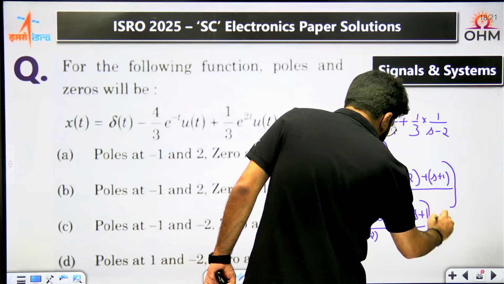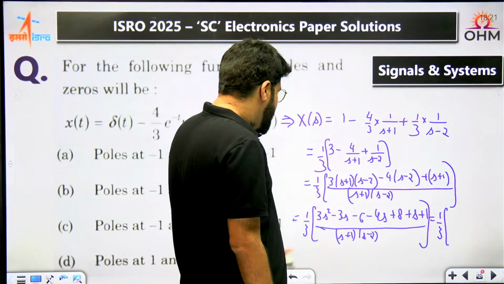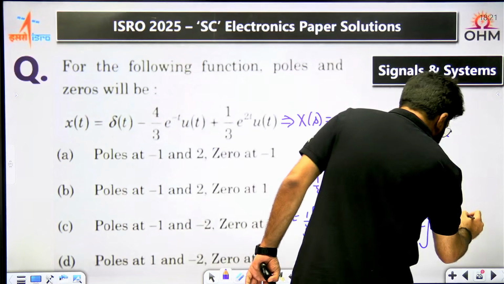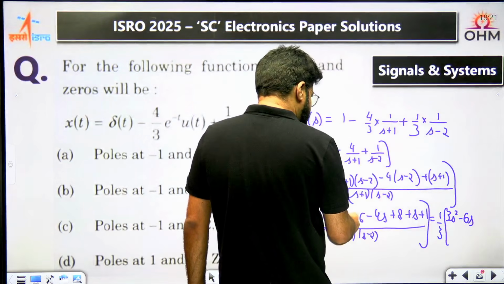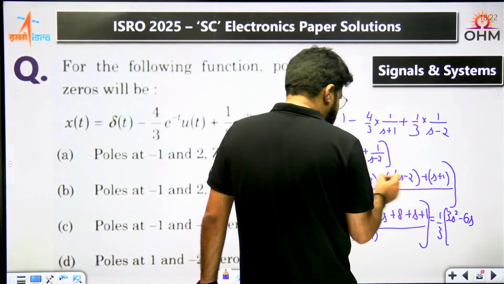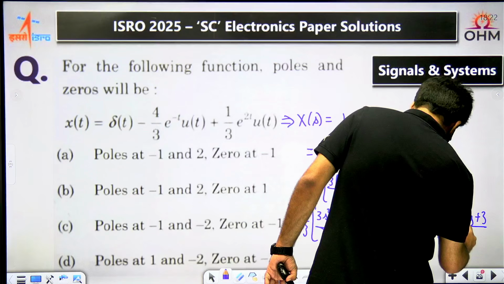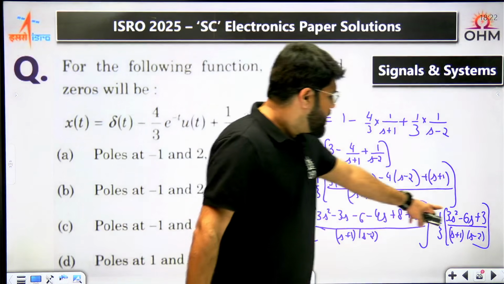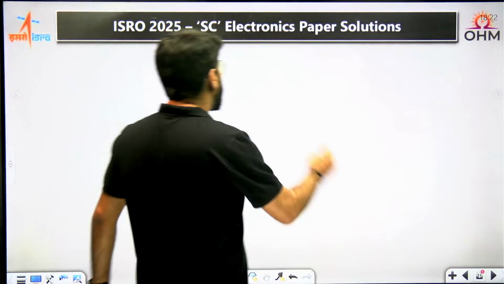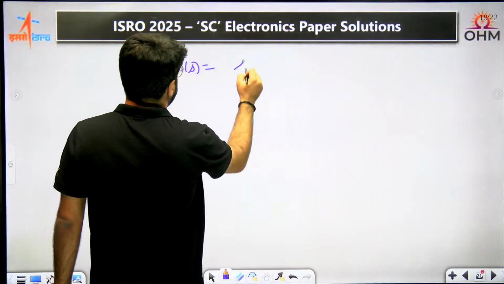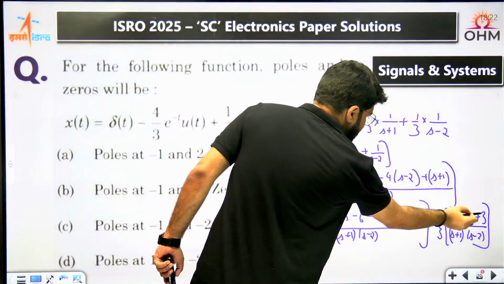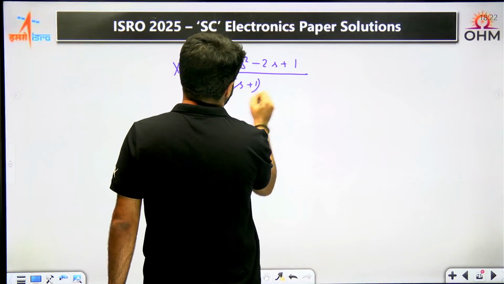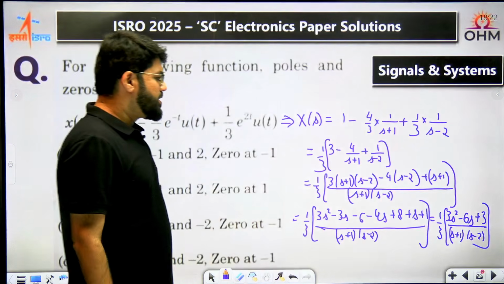Now see the numerator part: 3s square, then minus 3s minus 4s plus s gives minus 6s, and the constant part is 8 plus 1, 9, minus 6, 3. The constant part is 3, divided by (s plus 1)(s minus 2). Can you take the 3 common? Yes, and divide by the 3. The 3 is cancelled, so s square minus 2s plus 1 upon (s plus 1)(s minus 2).